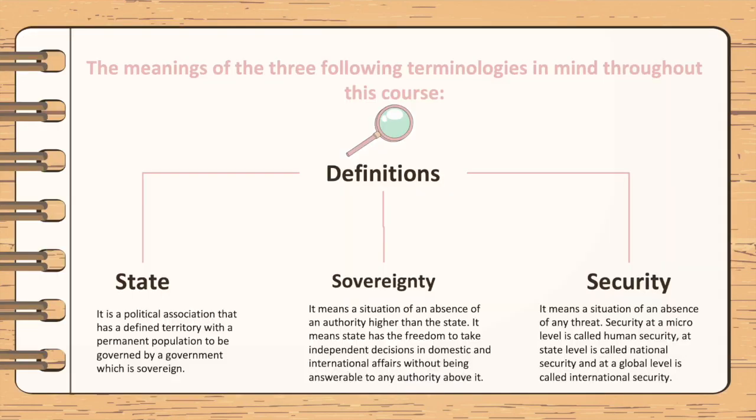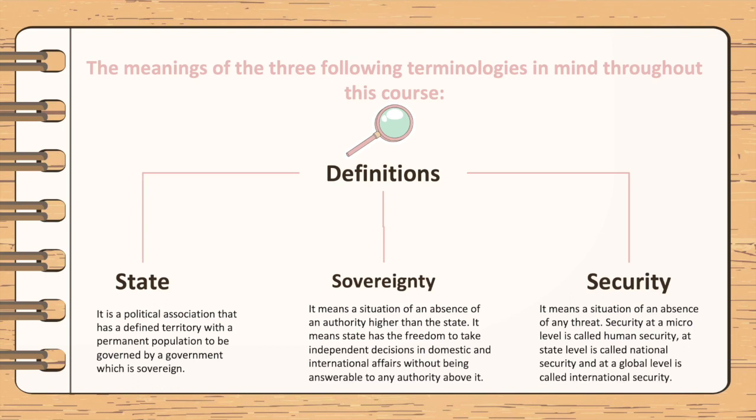First is state. So, what is state? It is a political association that has defined territory with a permanent population to be governed by a government which is sovereign. Second, what is sovereignty? It means a situation of an absence of an authority higher than the state. It means the state has the freedom to take independent decisions in domestic and international affairs without being answerable to any authority above it.